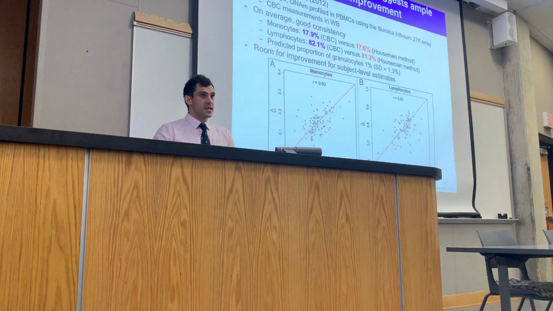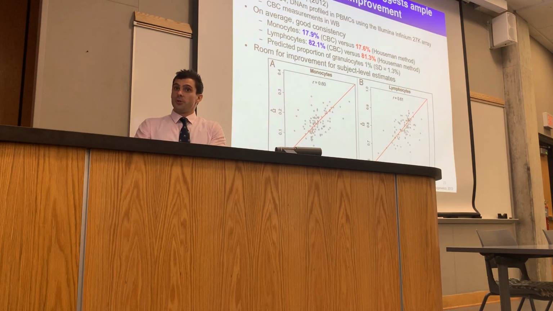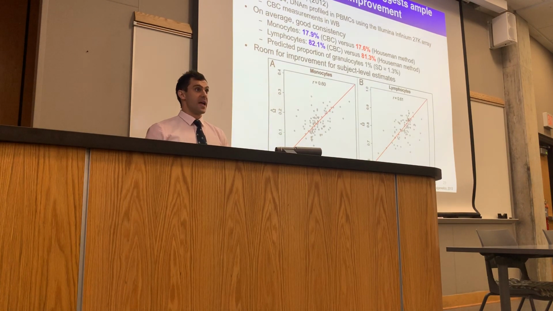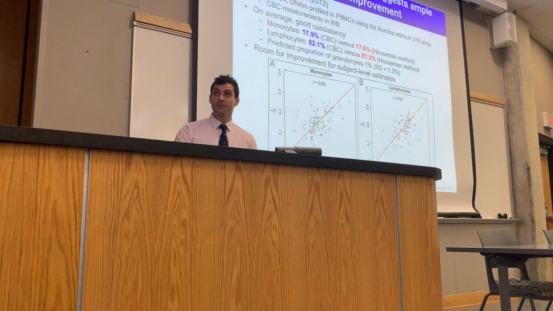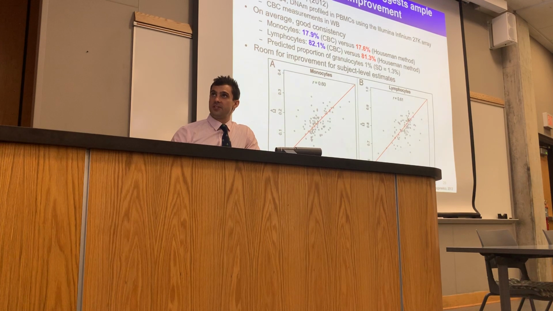So what I can do is apply this technique to the data, predict cell composition for the samples, and then compare my predictions to the CBC measurements to see how close I am to the actual truth. On average, there was really good consistency. Across these 94 samples, monocytes were 17.9% by CBC measurement, and using the Houseman method we predicted 17.6%, pretty darn close. For lymphocytes, CBC gave 82.1% versus 81.3% predicted by the Houseman method.